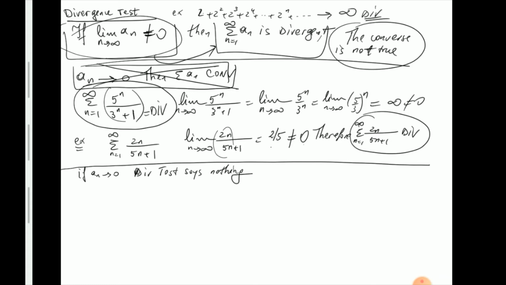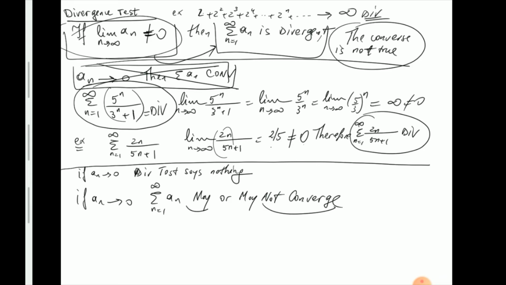And I'm going to show you, perhaps with a different example on the next page, two different cases. So if a_n goes to 0, the summation of a_n from 1 to infinity may or may not converge. So I'll show you examples of both.